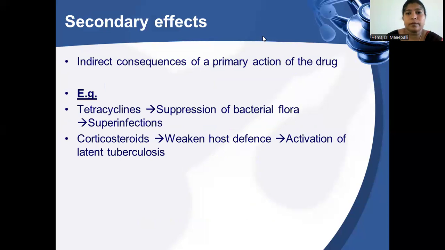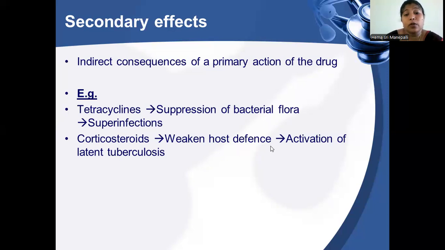Next one, secondary effects. These are indirect consequences of the primary action of the drug. So primary action of drugs, indirect consequences. One example, tetracyclines cause suppression of the bacterial flora. Then the secondary action: when there is a suppression of bacterial flora, a superinfection happens.